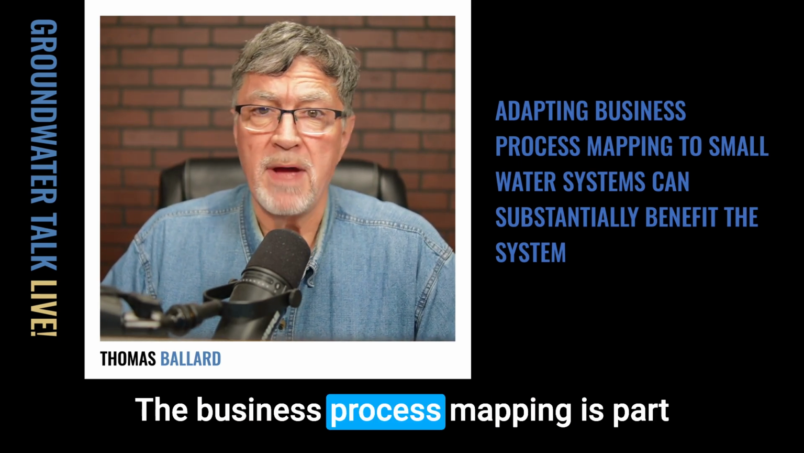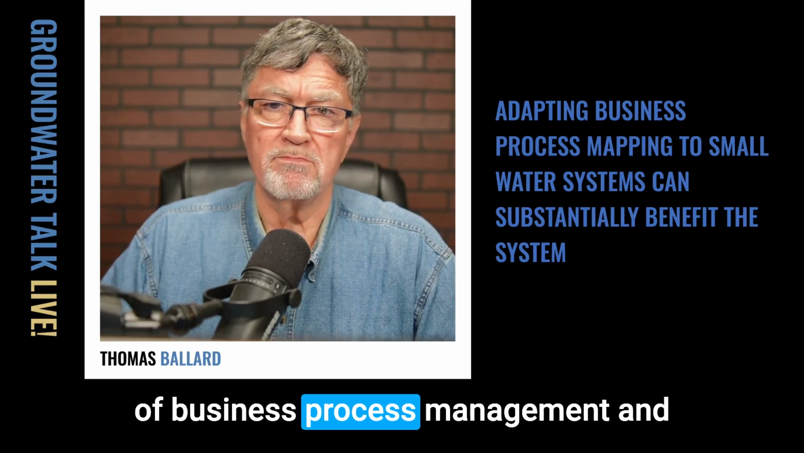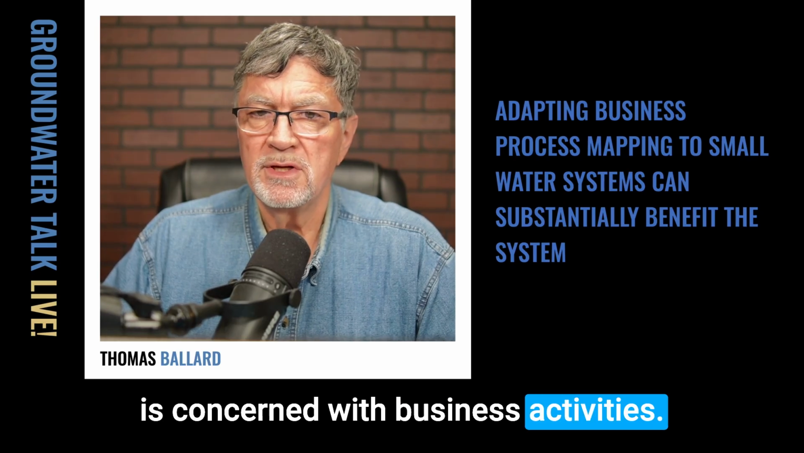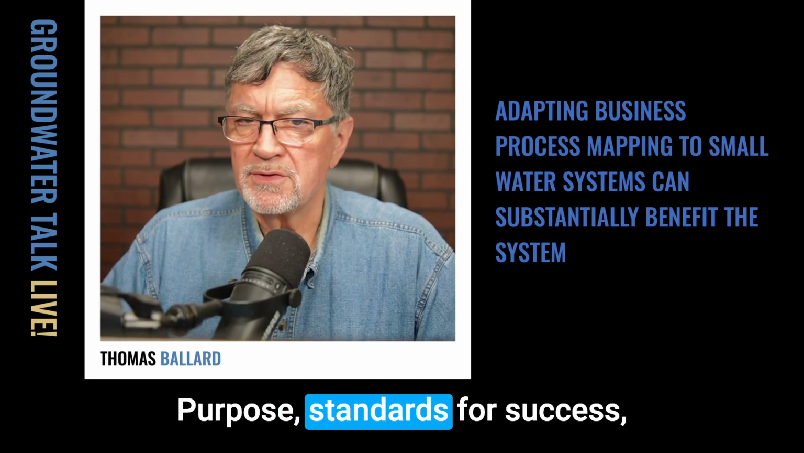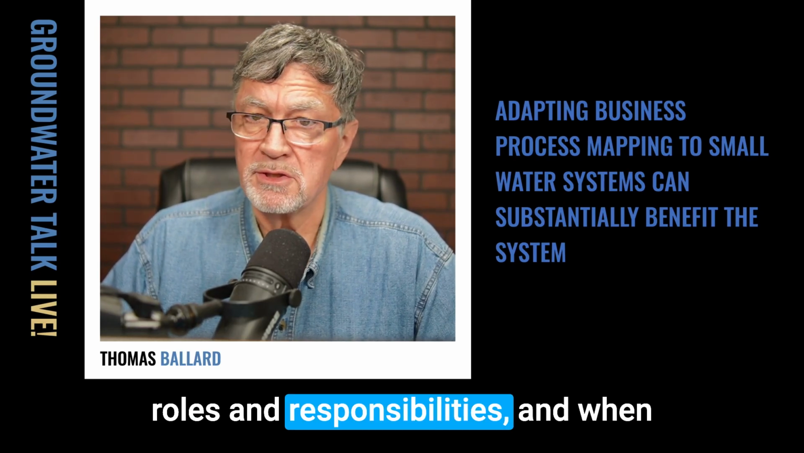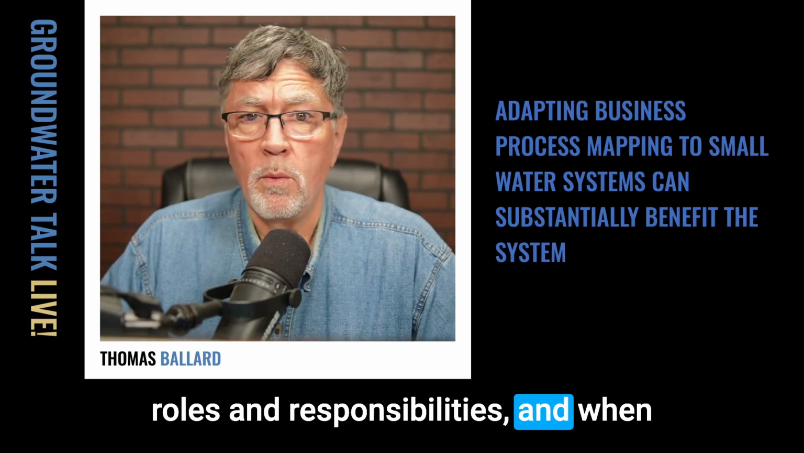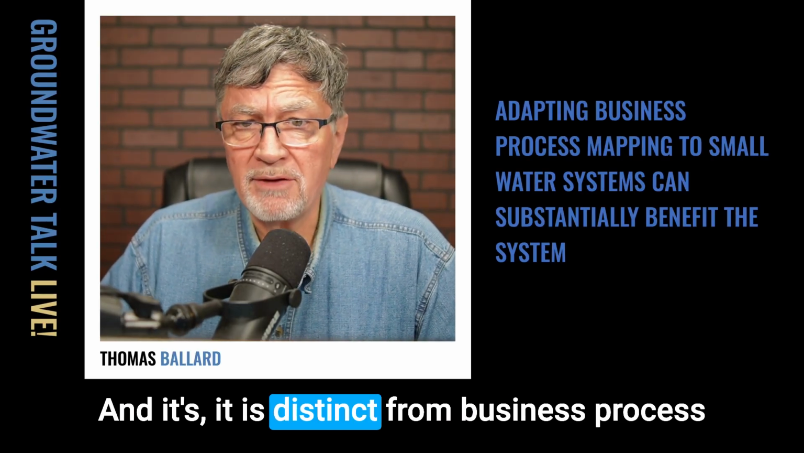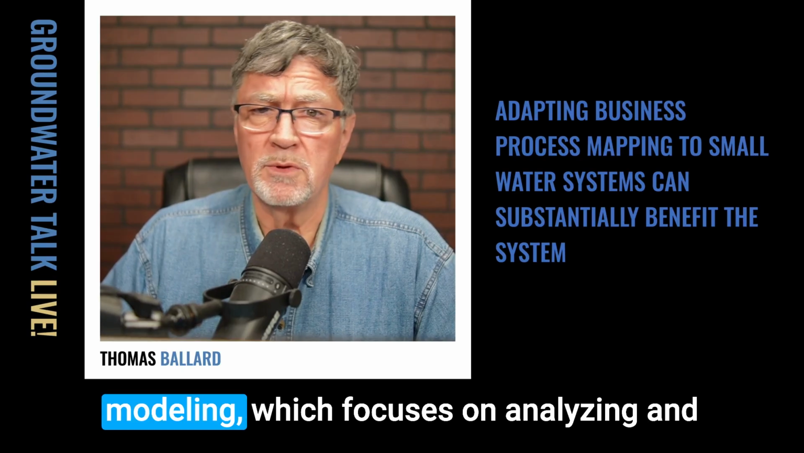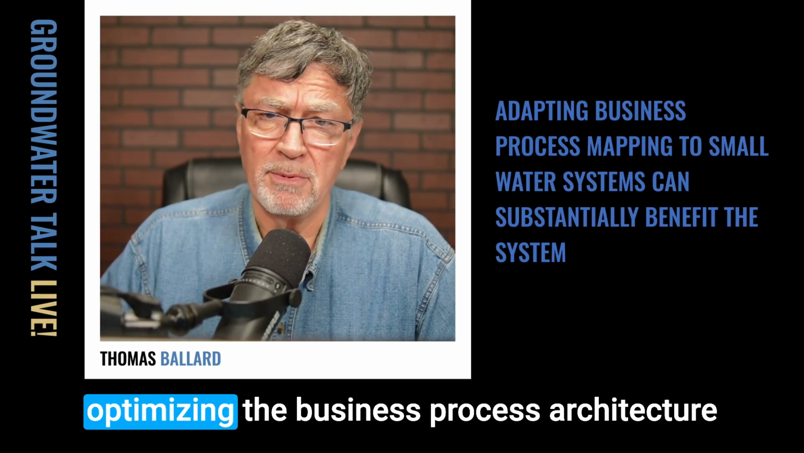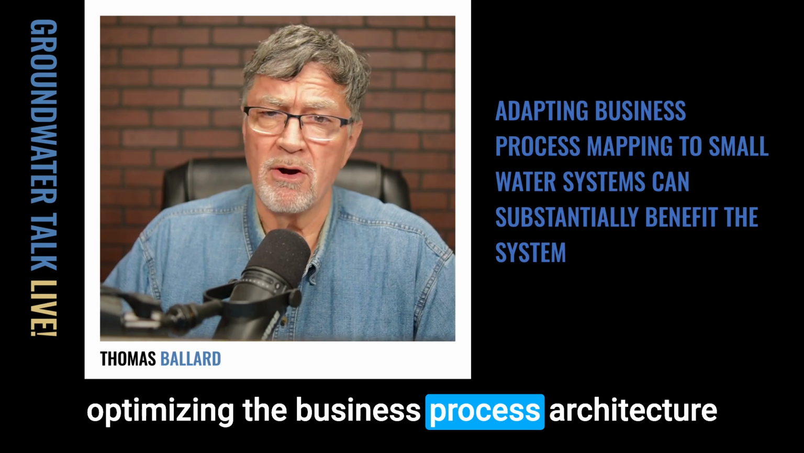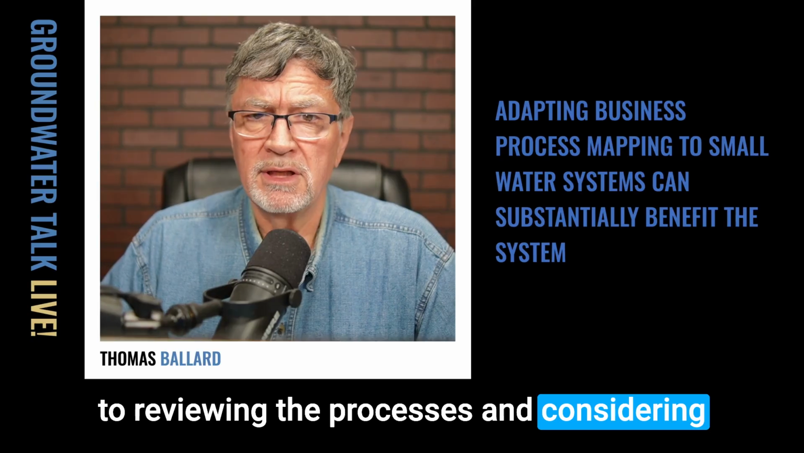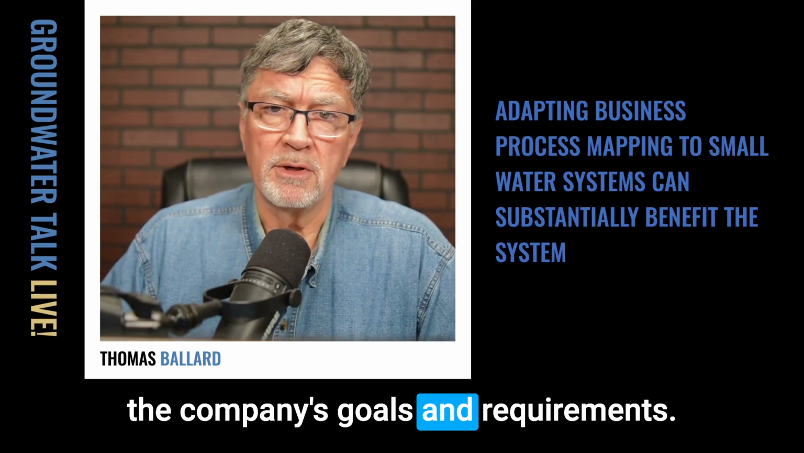So business process mapping is part of business process management and is concerned with business activities, purpose, standards for success, roles and responsibilities, and when and where different steps will occur. And it is distinct from business process modeling, which focuses on analyzing and optimizing the business process architecture through reviewing the processes and considering the company's goals and requirements.